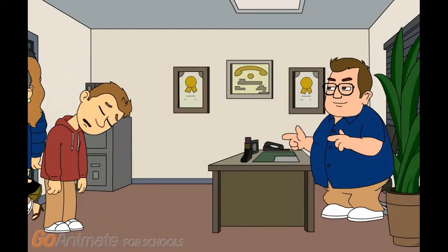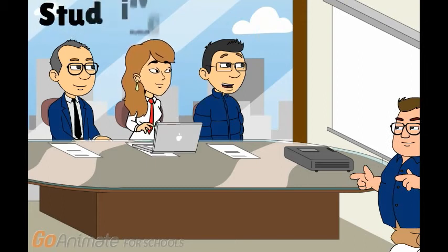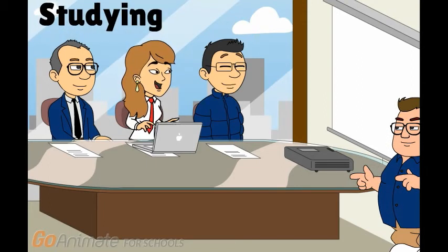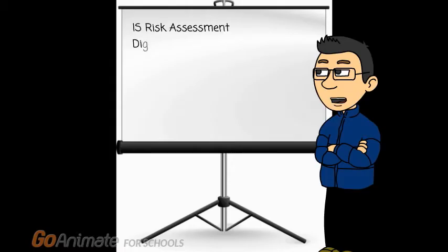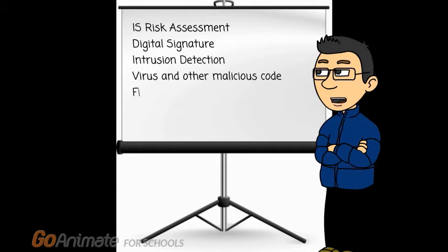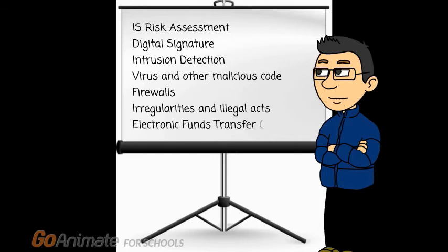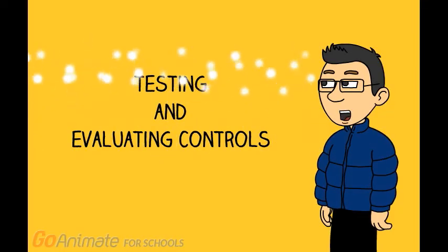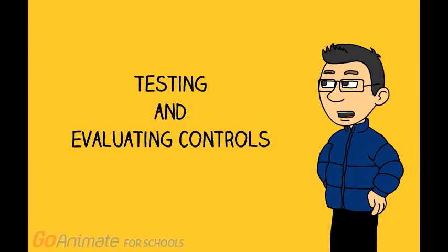Boss, you forgot me. After planning, auditors need to study the company security system and policy documents. There are many things auditors need to review, for example, risk assessment, digital signature, intrusion detection, viruses and other malicious code, firewalls, irregularities and illegal acts, and electronic funds transfer.